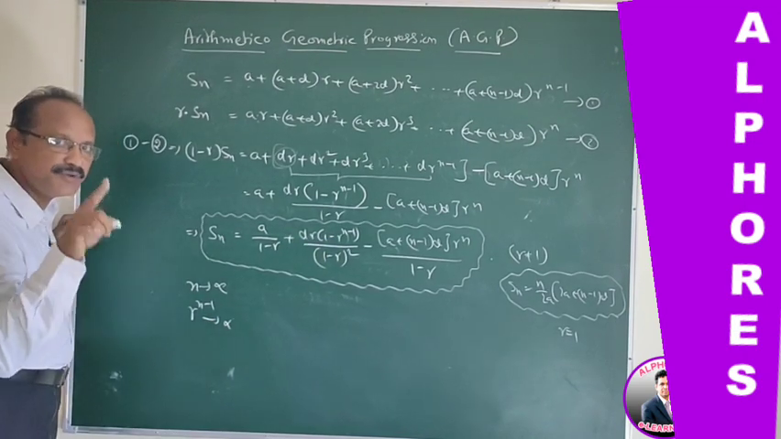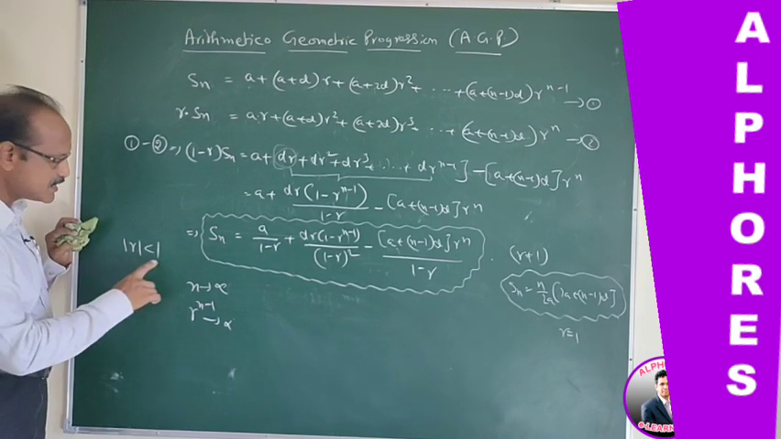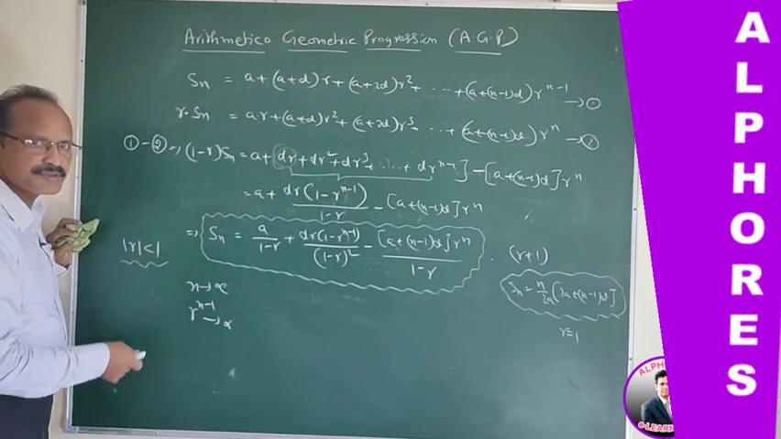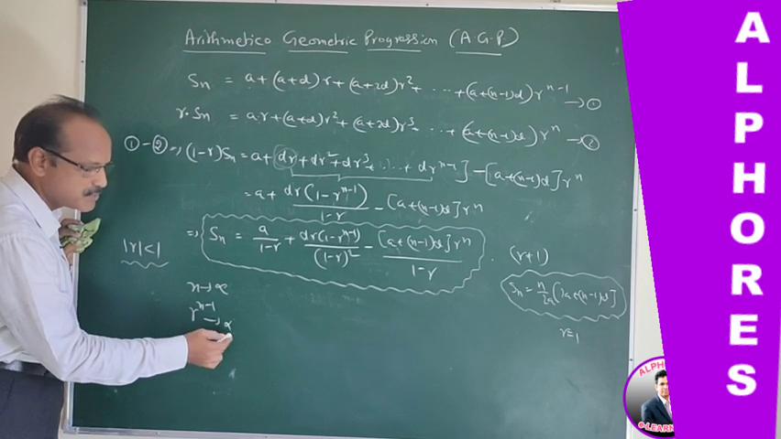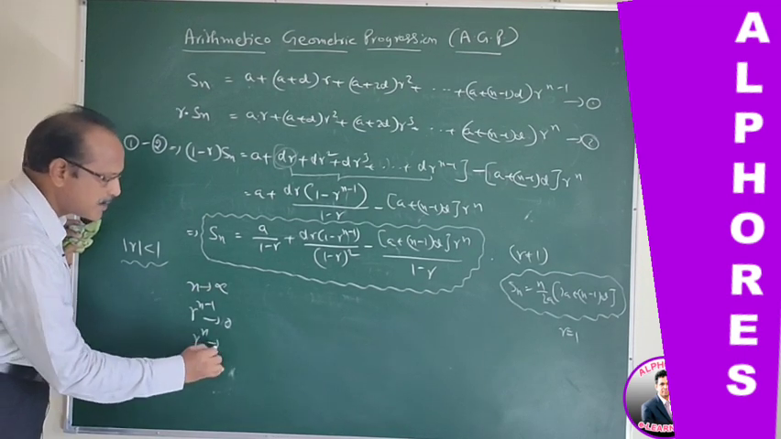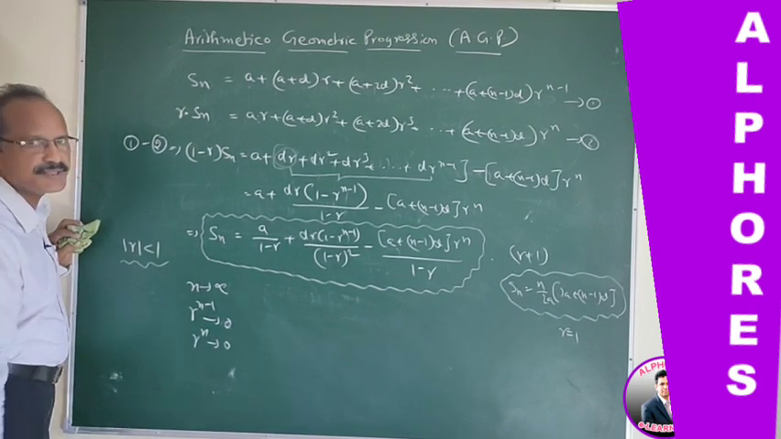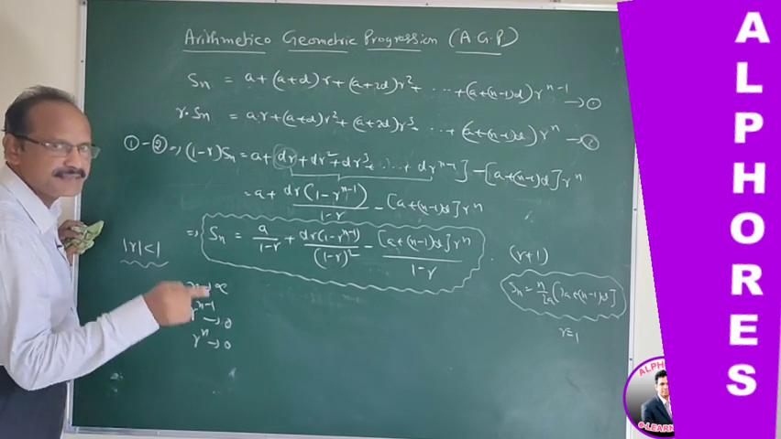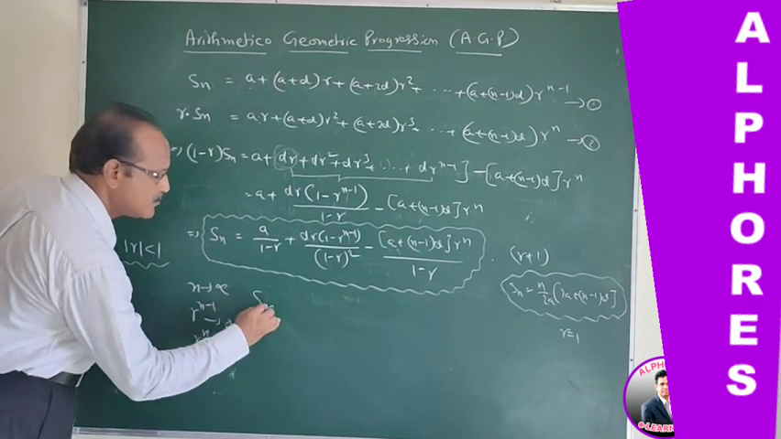Of course, in sum to infinite terms, the restriction on r is mod r is less than 1. So this is the restriction. So when mod r is less than 1, then definitely r power n minus 1 tends to 0 as n tends to infinite, and also r power n tends to 0. A quantity less than 1 raised to infinity is 0. Right.